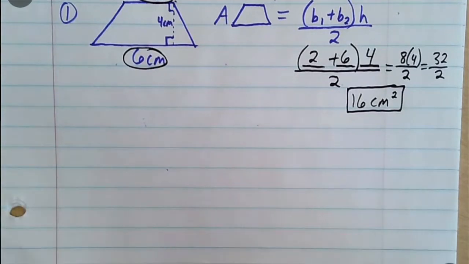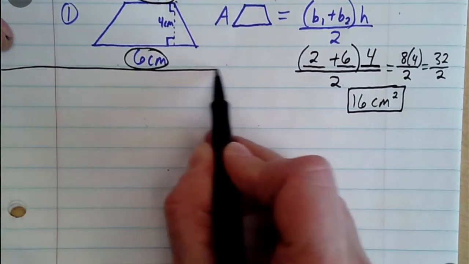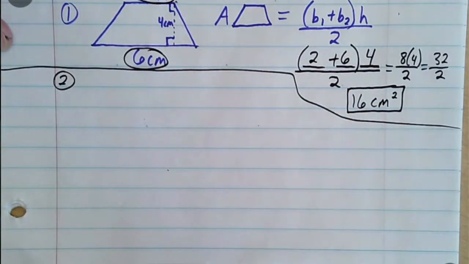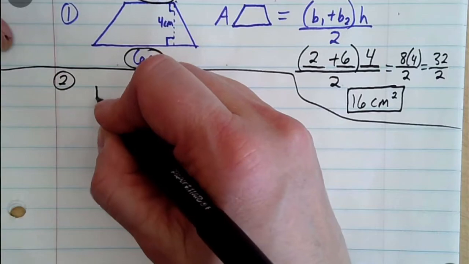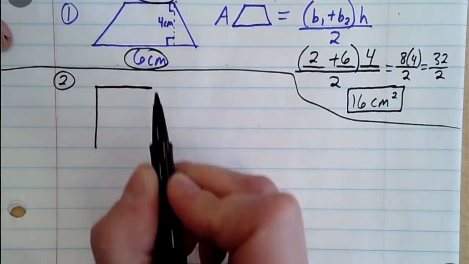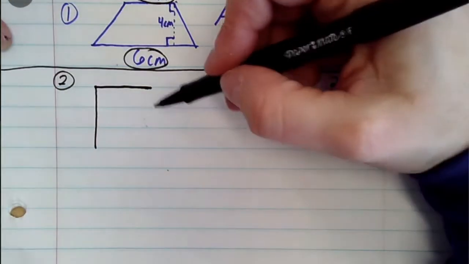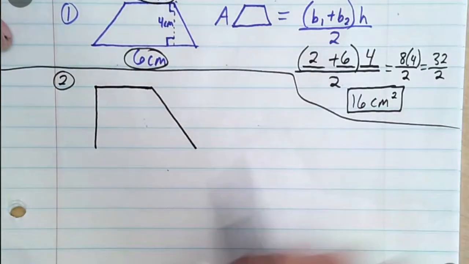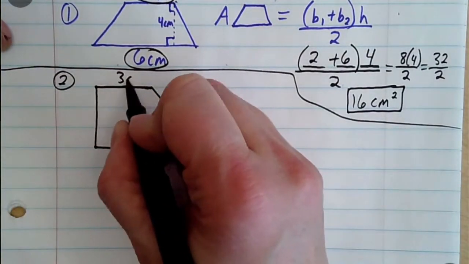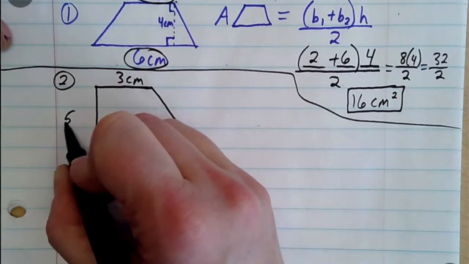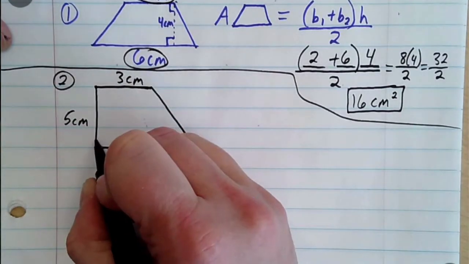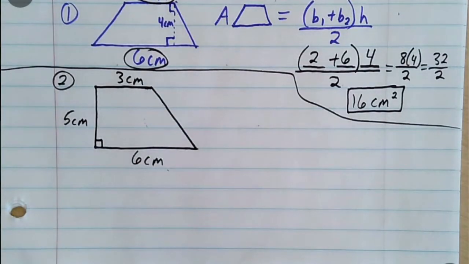Move this up. I'd like to do another example here. Example number 2. This one is 3 blue lines down, 1, 2, 3. Go over about that far. Diagonal coming down to that blue line, and then come back tracing this blue line. The top says 3 centimeters. This side says 5 centimeters. The bottom is 6 centimeters, and there is a right angle right here. So this is a trapezoid.